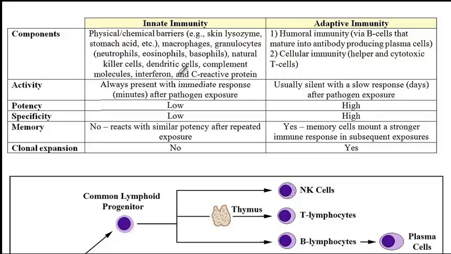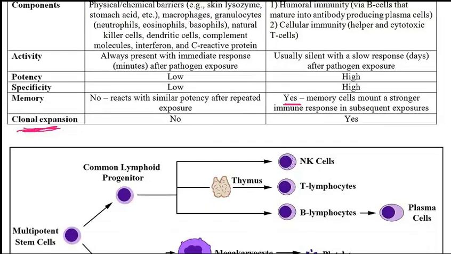It has a slower response in comparison to innate immunity because it will take some time for it to develop. It does have memory development, so there will be memory T cells and memory B cells that continue in our circulation, and so in future infections there would be a faster response. And yes, there would be clonal expansion because T lymphocytes that recognize the antigen will start to expand in number, T or B lymphocytes.